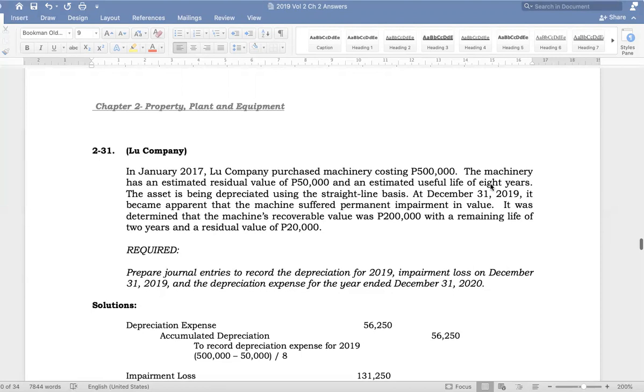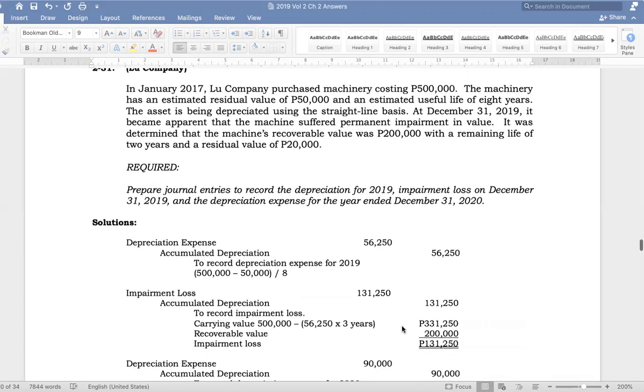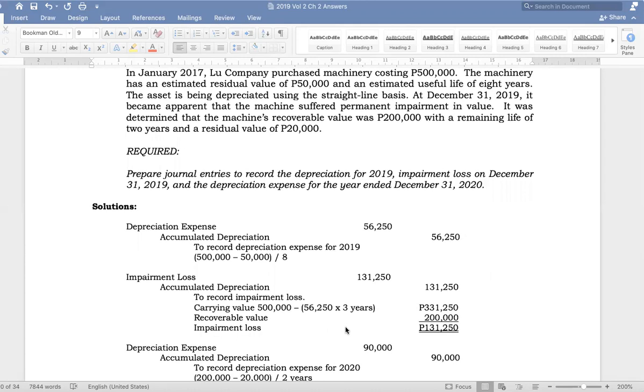So before recording impairment, ensure that you have to update first the depreciation on the asset to arrive at its adjusted carrying value. Therefore, this is based on cost of 500,000 reduced by residual value of 50,000 over 8 years. So 500 minus 50 divided by 8 is 56,250. So that means therefore that the asset has been depreciated annually for 56,250 for years 2017, 2018, and 2019. So let us compute for impairment loss.